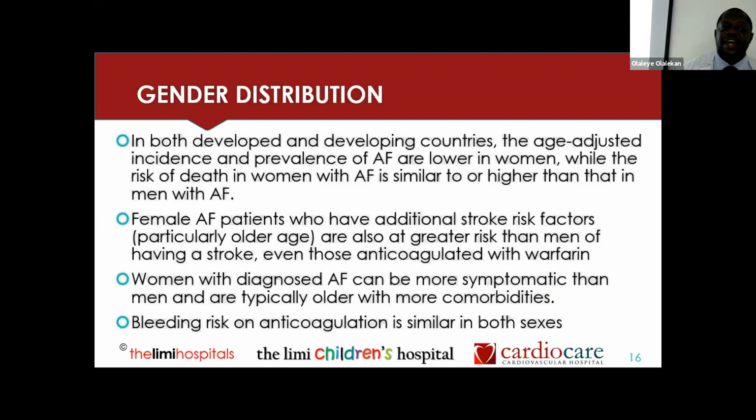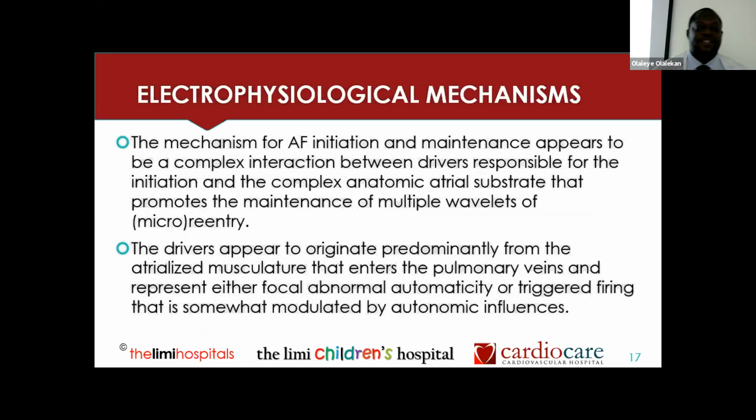So that made them to be at greater risk of developing stroke. And so they should be looked at, and they should even be given more anticoagulant. Bleeding risk on anticoagulation is similar in both sexes. And when a woman has atrial fibrillation, the symptom burden is more compared to that of the male counterparts.